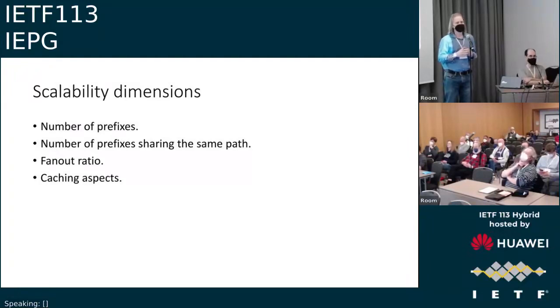What is called the fan-out ratio: the amount of the same ASPA information, signed ASPA information, that you distribute to your outgoing neighbors, and how many of those receive exactly the same ASPA.